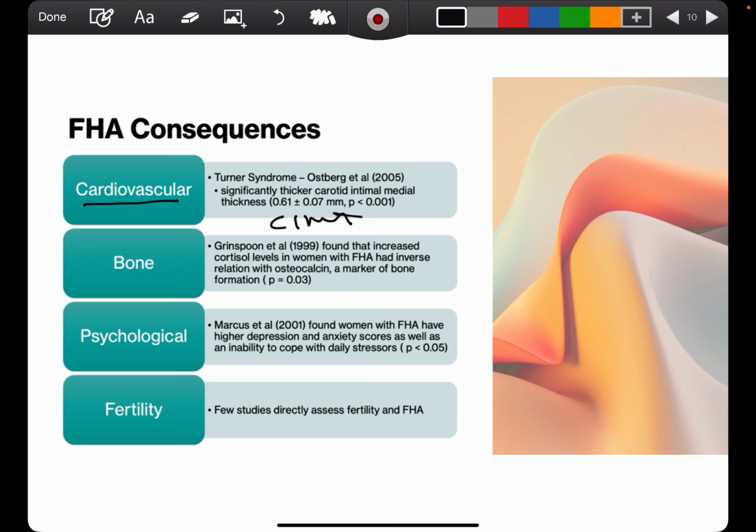So in essence, the literature is using Turner syndrome as a correlation or an example of what estrogen deficiency looks like, which is prevalent in individuals with chronic FHA. If we look at bone issues, Grinspoon found that increased cortisol levels had an inverse relationship with osteocalcin. So increased cortisol, decreased osteocalcin, which is a marker of bone formation.